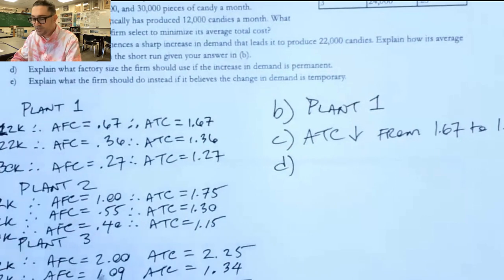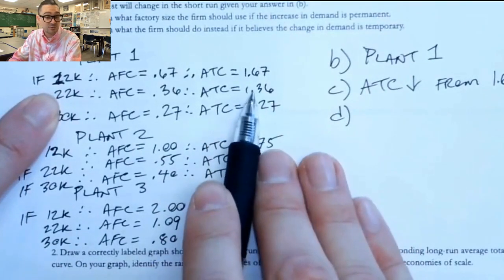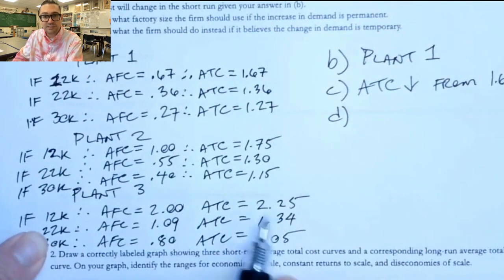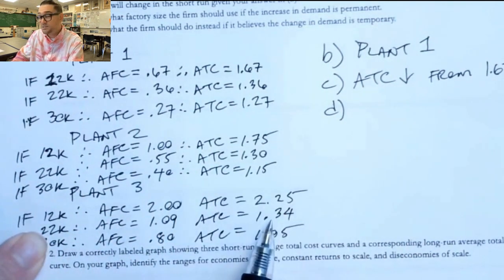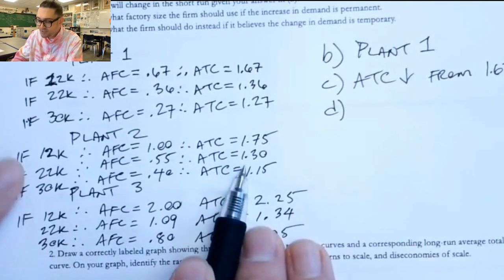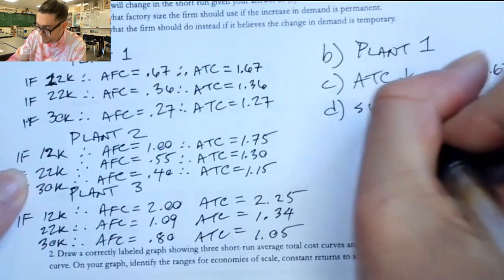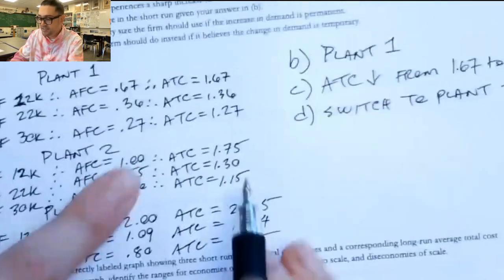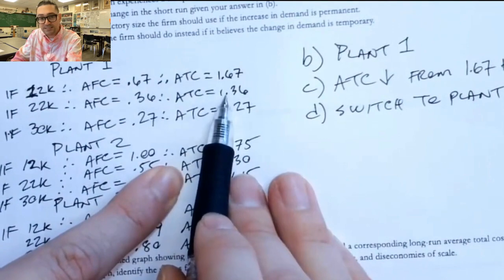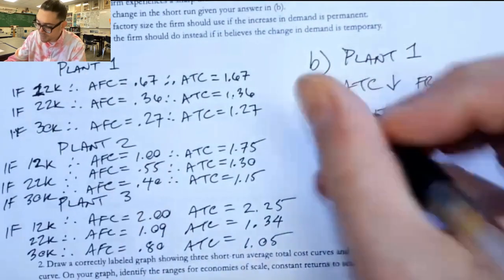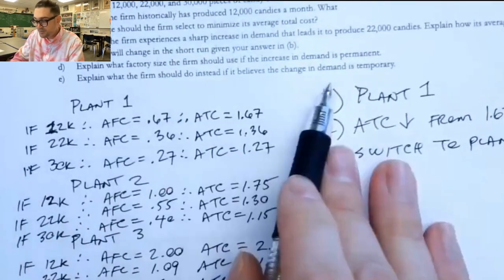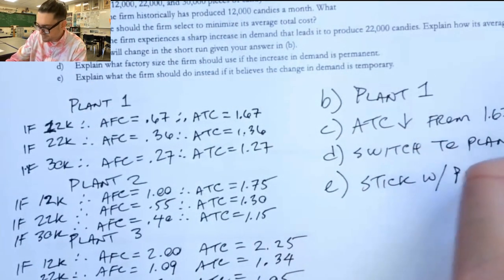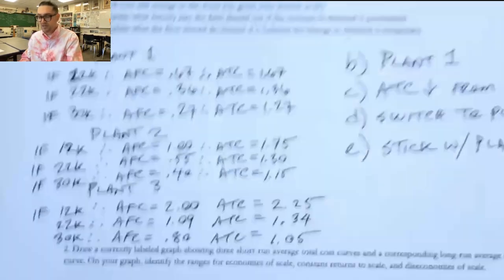Now, part D says, explain what they should use if that's a permanent change. So in other words, if we think we're going to constantly be at 22,000, should we stick with one factory? Should we switch to two factories? Or should we switch to three factories? Well, if we're looking at minimizing our costs, which we may be in this case, we would want to choose plant 2. Switch to plant 2, two factories. And that's because our ATC is $1.30 here. That's lower than the $1.36 if we stuck with plant 1. On the other hand, if we thought that it was a temporary change, we would say stick with plant 1. That's all you got to do.